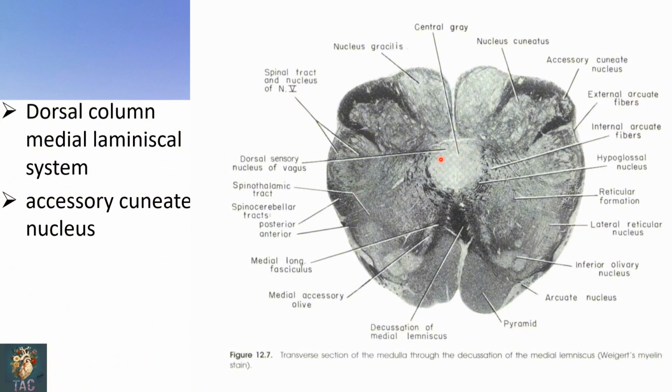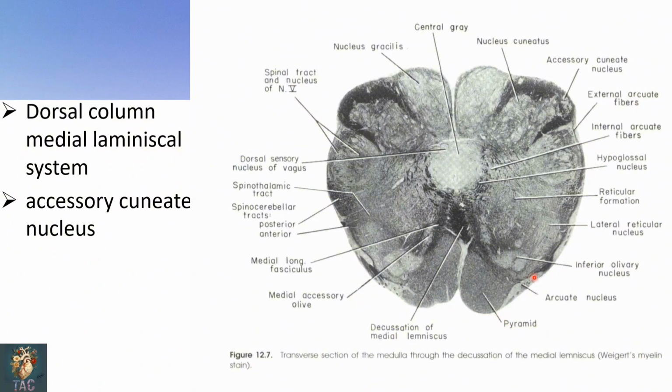In the center you can see the central gray matter. Here you can see the hypoglossal nerve nucleus, then the vagal nucleus. These are the internal arcuate fibers, and the nucleus gracilis and nucleus cuneatus, and the accessory cuneate nucleus. In the lateral funiculus you can see the spinal tract of the trigeminal nerve along with its nucleus. Here you can see the spinocerebellar tracts, both anterior and posterior, and the spinothalamic tract. So this is all about the level of the medulla oblongata at the level of the major sensory decussation.